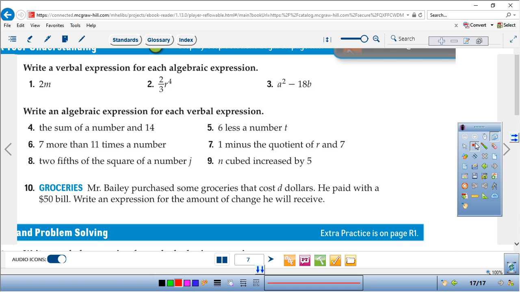Okay, let's go ahead and start. Do 1, 2, and 3, guys, and I'll call on y'all at random. I'll give you about a minute for each. A minute to win it.